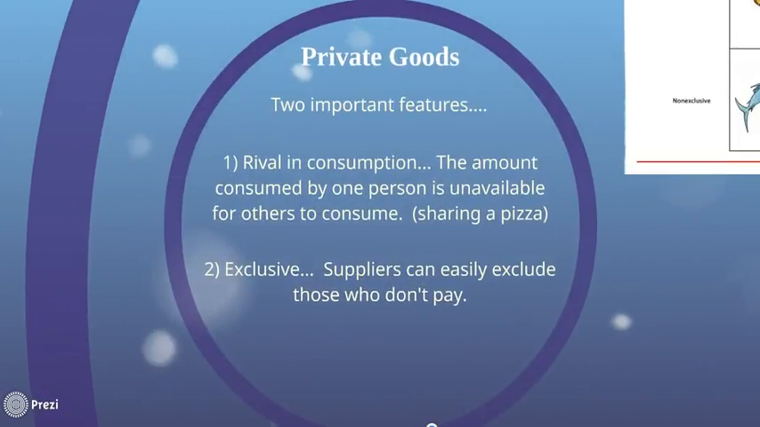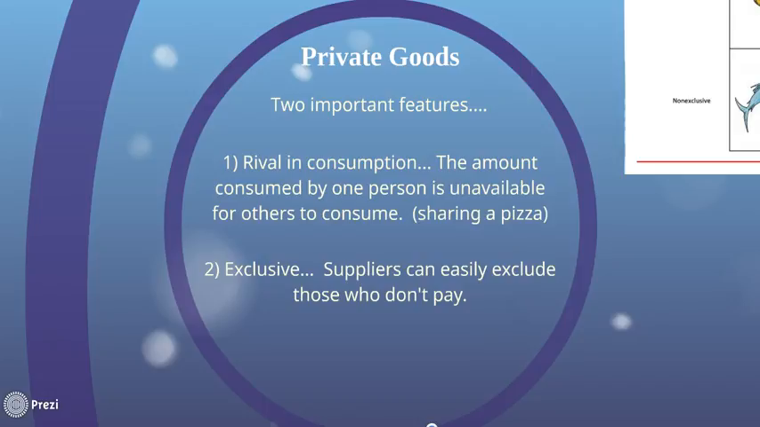Private goods. This is what we've talked about the most. They have 2 very important features. They are called rival in consumption. That means the amount consumed by one person is usually unavailable for others to consume. For instance, sharing a pizza. If you're sharing a pizza with a friend, whatever piece they eat, you cannot eat because it's in their belly.